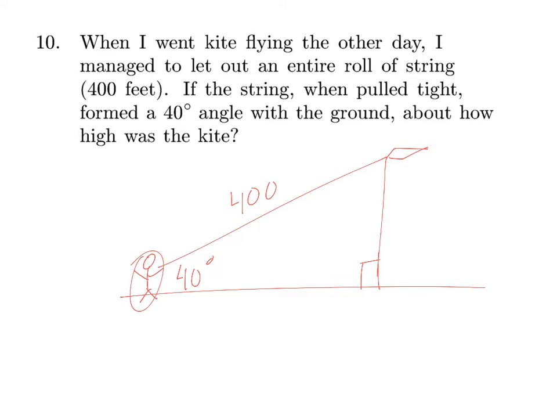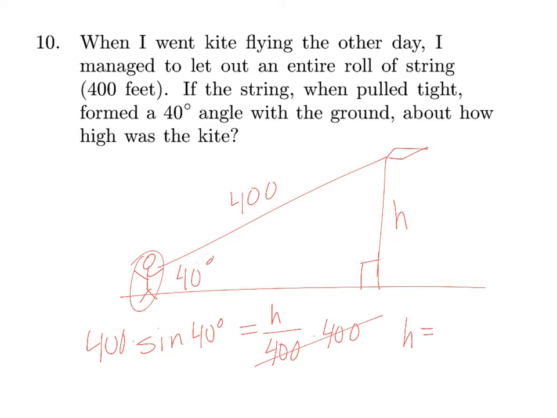So we have 40 degrees. I need to figure out the height, or call it lowercase h. Sine of 40 degrees is equal to opposite, which is h, over 400. Multiply by 400 on both sides. h is equal to 257.1. Round it to the nearest tenth, and it's going to be feet. Done.